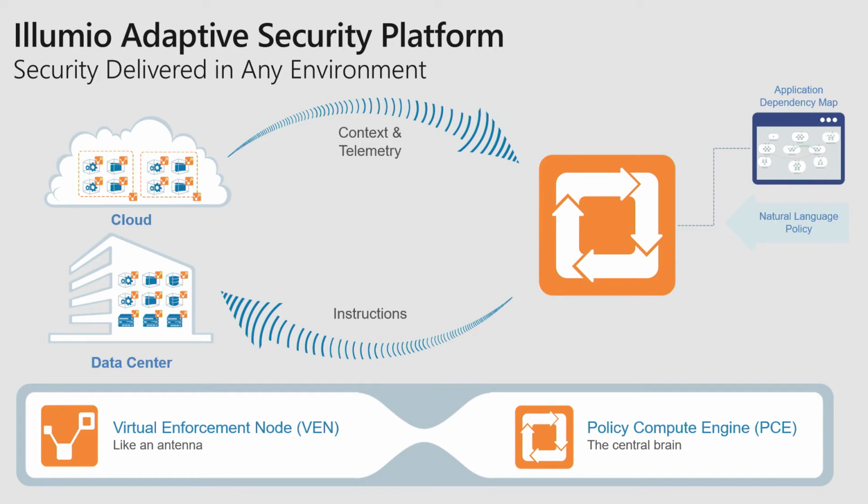You give your intent in natural language policy, and the compute engine calculates optimal policies, precise layer 3, layer 4 rules, and passes them back down to these VENs. These VENs take that information and program the OS firewall that you already have. In the case of Windows, it's the Windows Filtering Platform. In the case of Linux, it's iptables. And those mechanisms exist for AIX, Solaris.